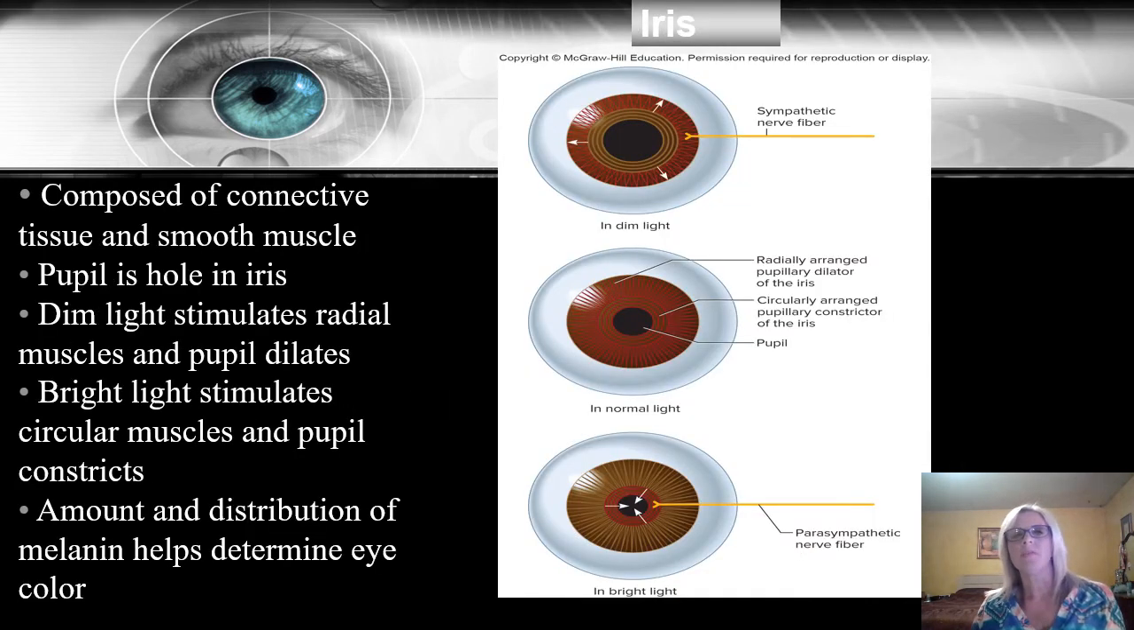So the iris is a thin diaphragm made of connective tissue. It has muscle cells and contractile skin cells which control the size of the pupil. It is an actual hole in the iris, and dim light will stimulate those radial muscles which will cause the pupil to dilate. Bright light will stimulate the more circular muscles, and it will cause the pupil to constrict. Eye color is determined genetically, and that is caused by the amount and distribution of melanin in the iris.